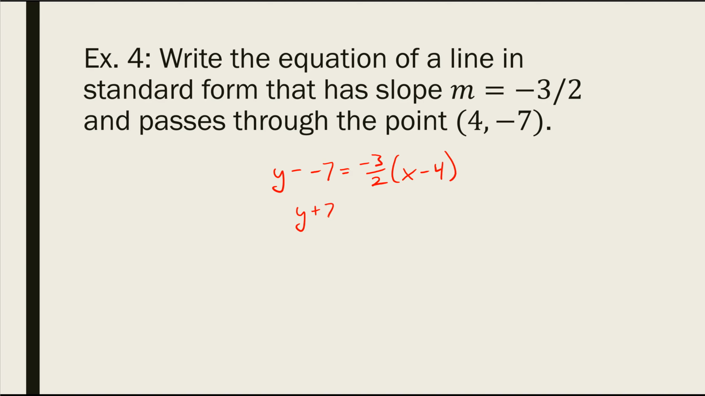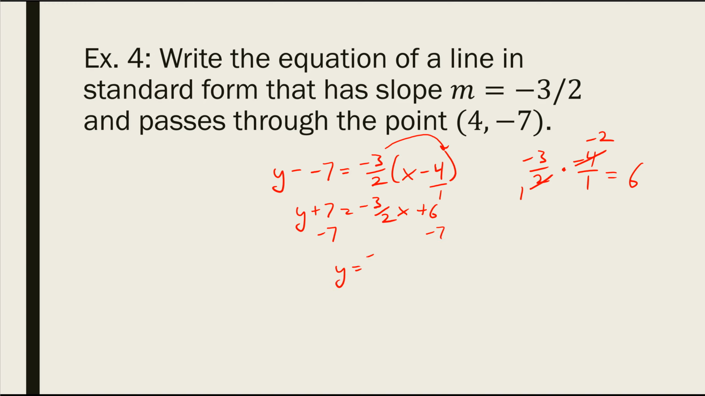So y plus 7 equals negative 3 over 2x. Doing the fraction multiplication here, I have negative 3 over 2 times negative 4 over 1. I know that the 2 and the 4 can pre-reduce to negative 2 over 1, so all I have is positive 6. That's nice. And I can subtract 7, so y equals negative 3 over 2x minus 1.